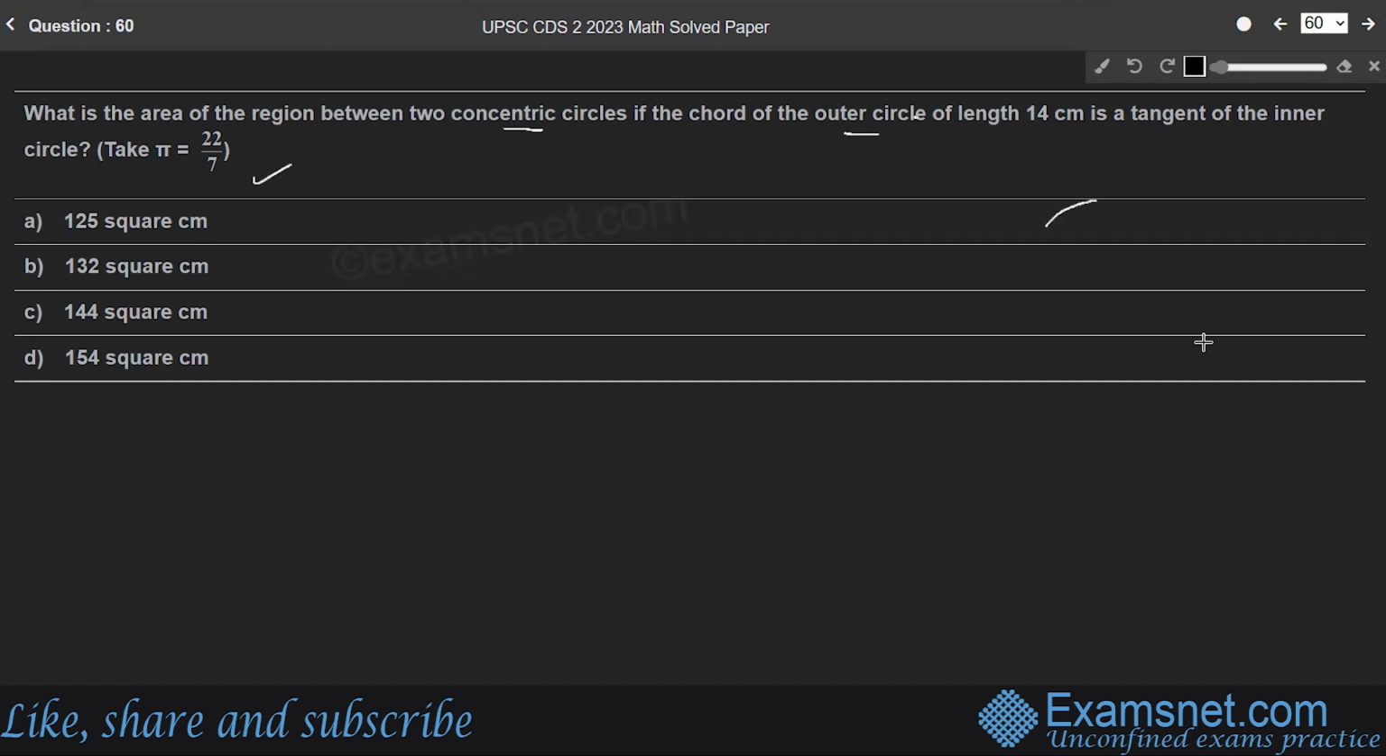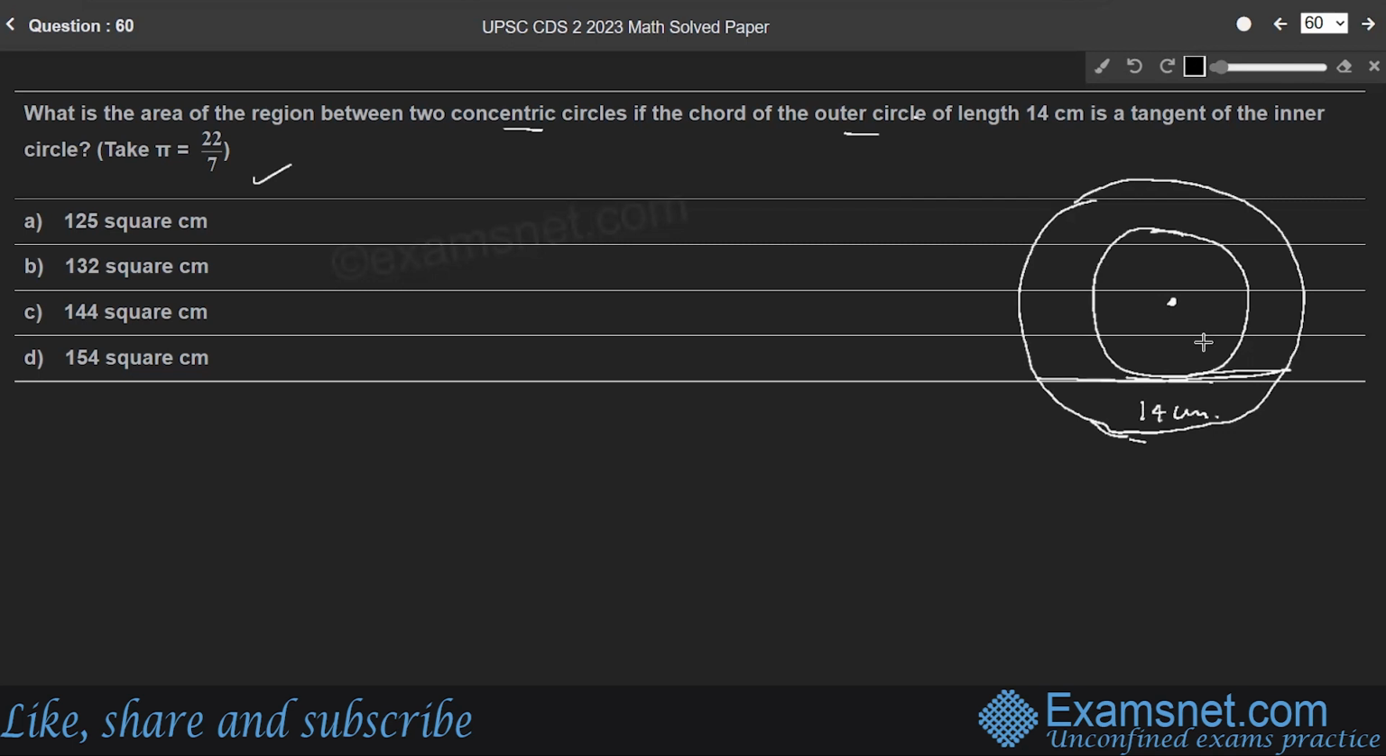So we'll consider two concentric circles. Concentric circles are the circles which have the same center, right? So we have taken two concentric circles like this, which have a common center. And we'll consider a chord of length 14 centimeter, which touches the inner circle. Let it be AB, a chord of the bigger, outer circle.